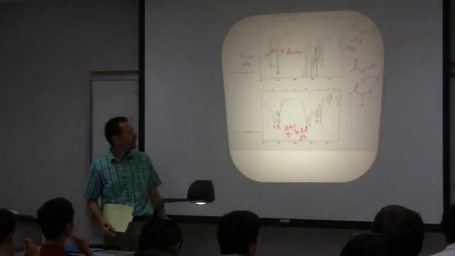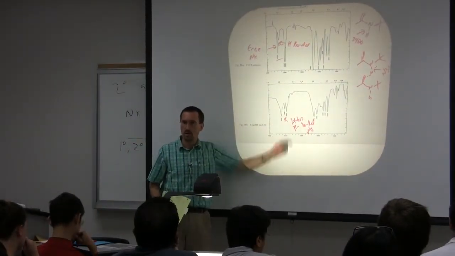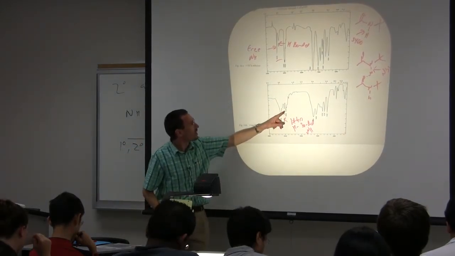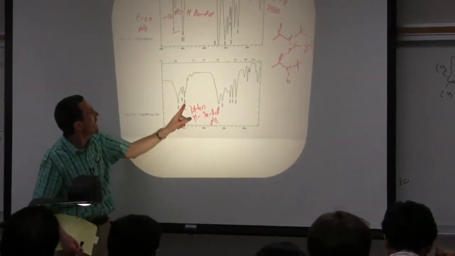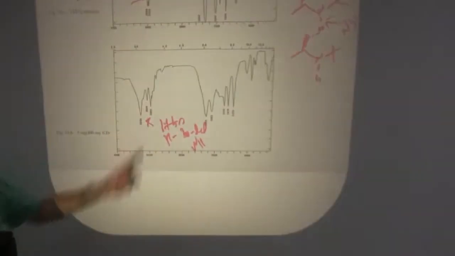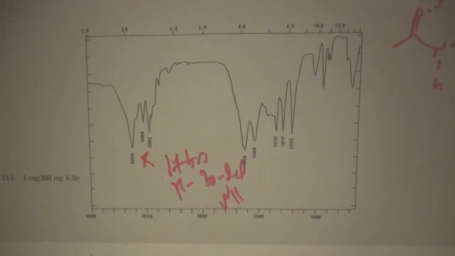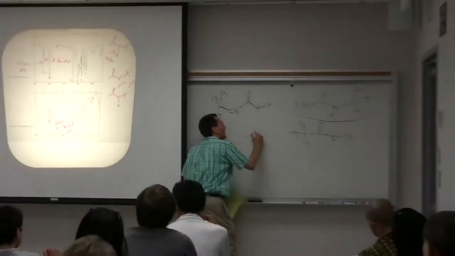Can you explain that little shoulder right here, on the peak at 3268? The peak, which spectrum? On the second spectrum. Yeah, the shoulder on that peak. Probably different states of hydrogen bonding. Probably some with more hydrogen bonds. For example, you can have a bifurcated hydrogen bond.